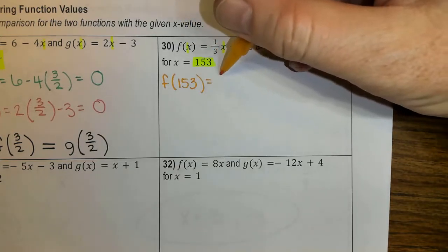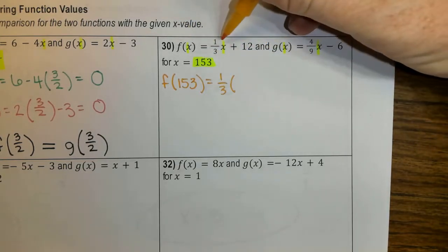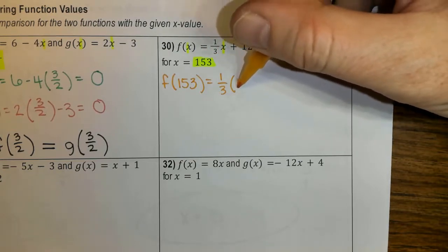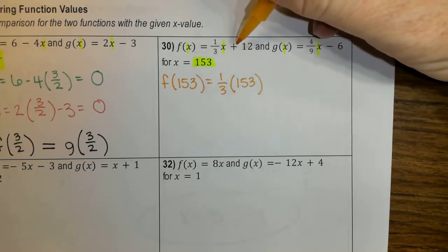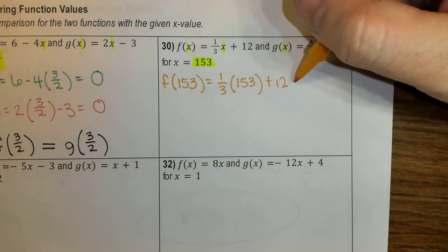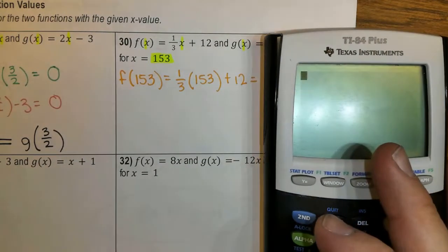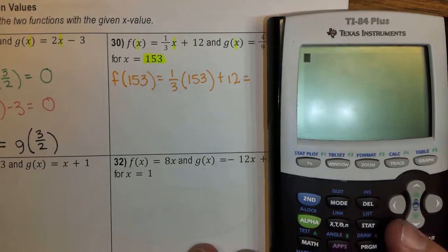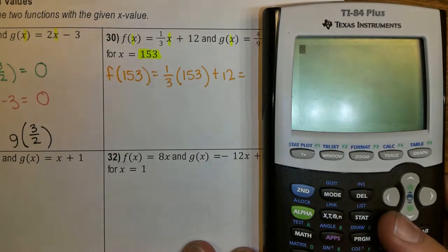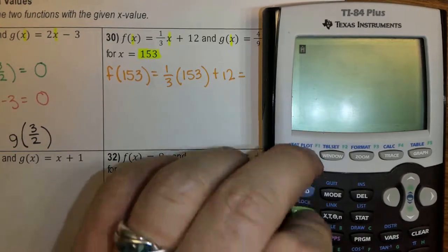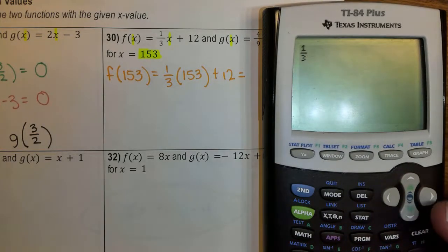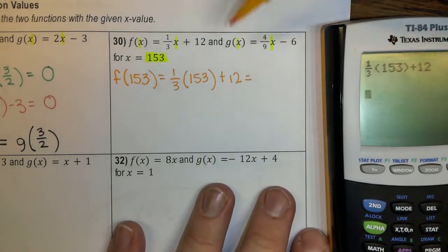Equals 1 over 3, parentheses, 153 plus 12. Okay. Now, I picked a large number on purpose because sometimes, as much as you want to do some of these by hand, it's always better to check in the calculator anyways. So I have 1/3 parentheses 153 plus 12 and 63.